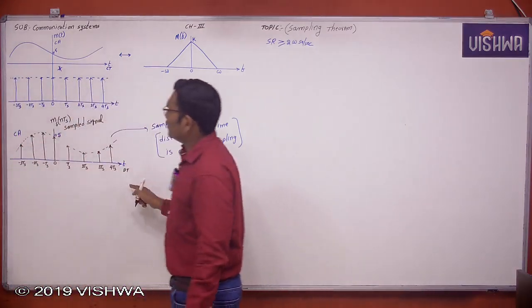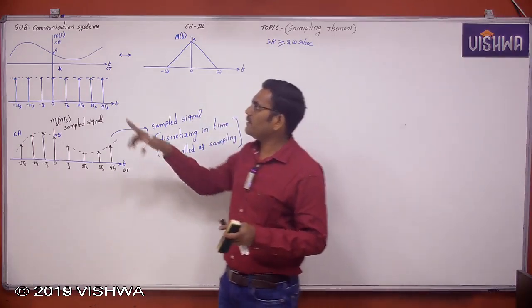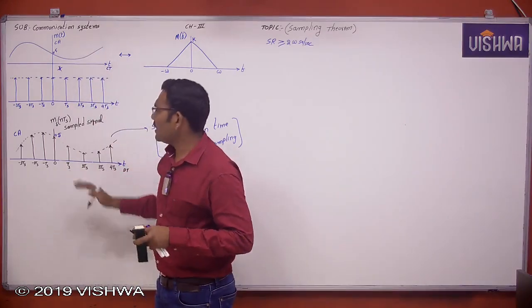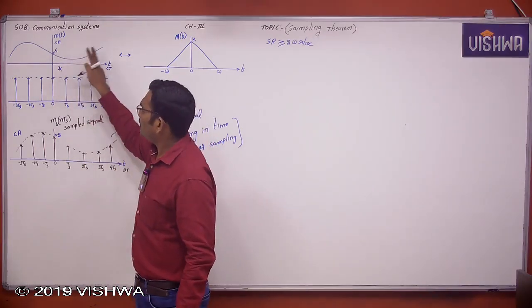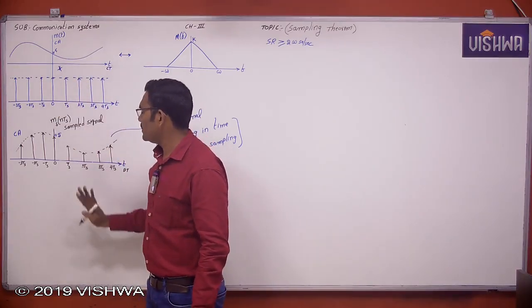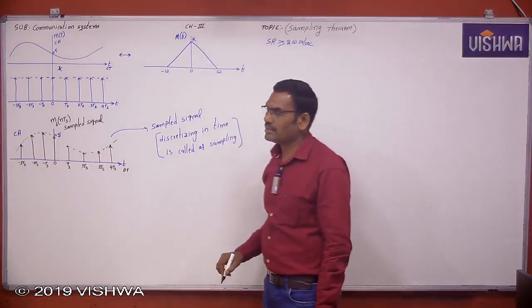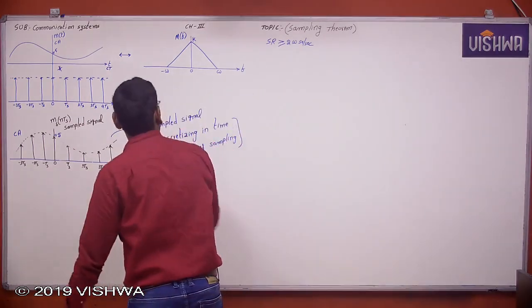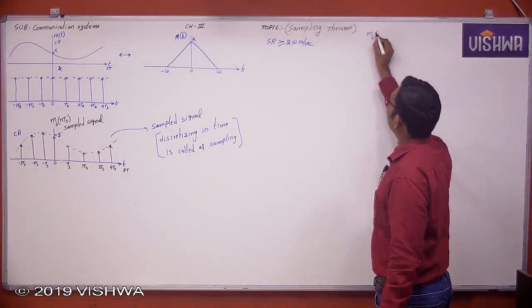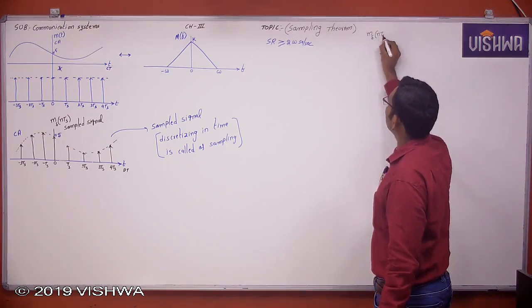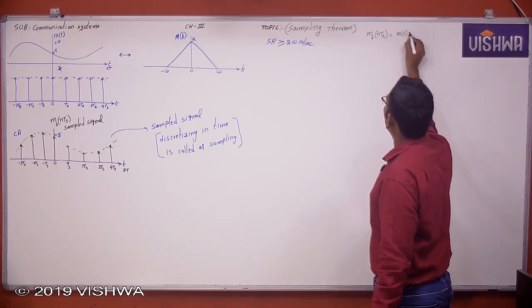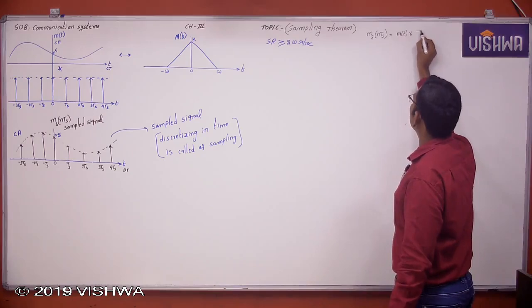Now the time is discontinuous. So this is one step completed, where a continuous wave signal, an analog signal, is converted into samples. A continuous wave signal multiplied with a train of impulses is called a sampled signal. Discretizing in time is called sampling. How can you get the sampled signal? This is the sampled signal, m delta of t.